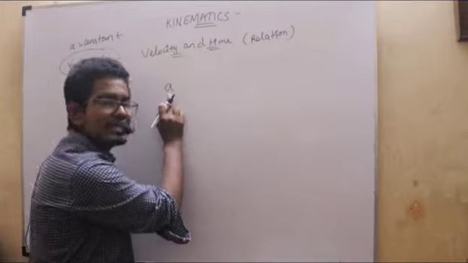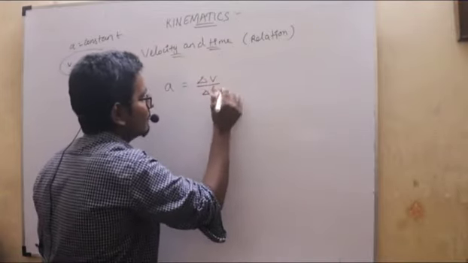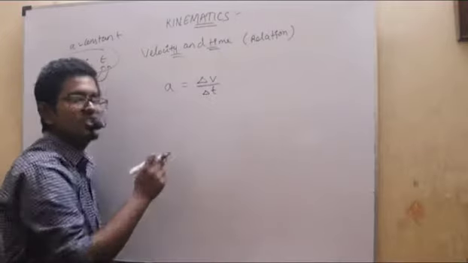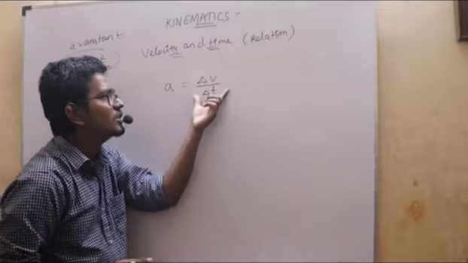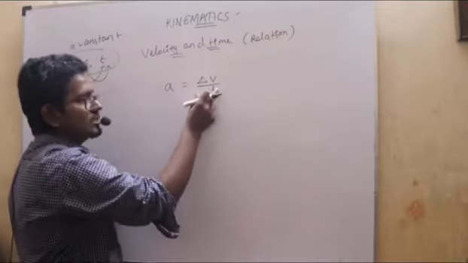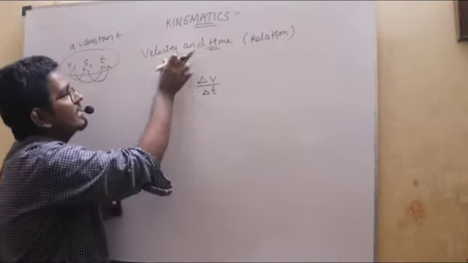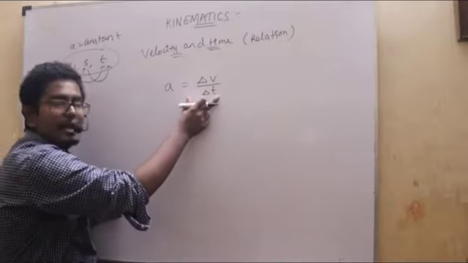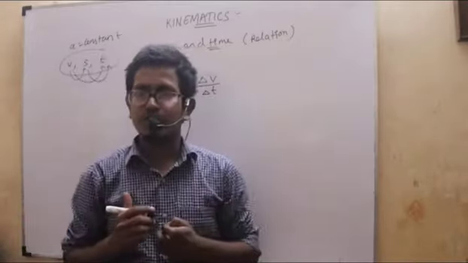And what is the formula for the acceleration? Change in velocity upon change in time. So here, as you can see, change in velocity upon change in time is nothing but acceleration. We are finding the relation between the velocity and time, and my acceleration is constant. I am taking these three parameters and I have a formula for it. Acceleration is equal to change in velocity upon change in time.